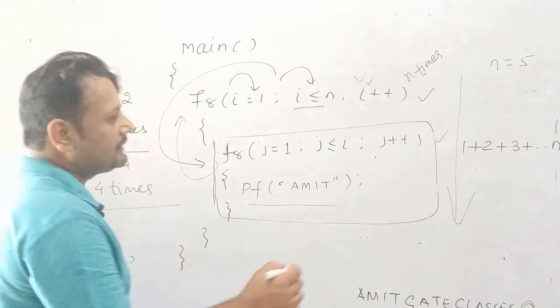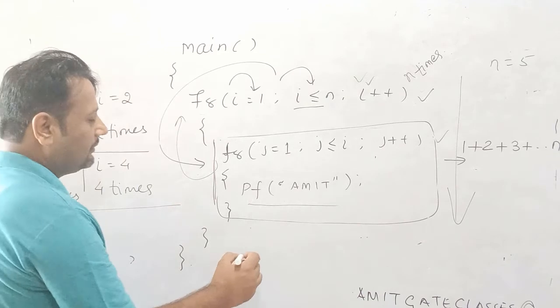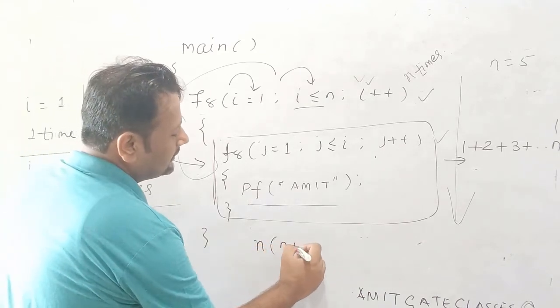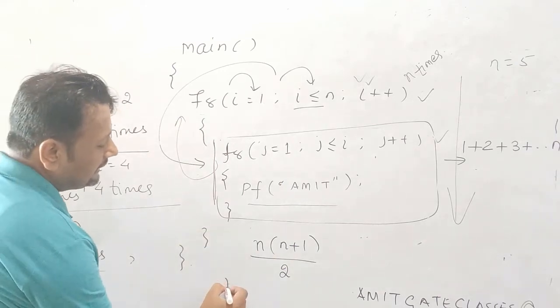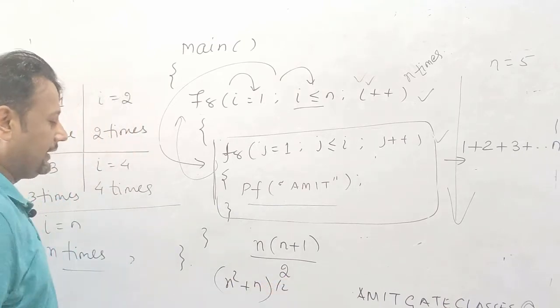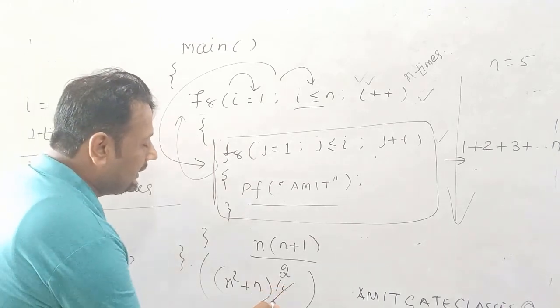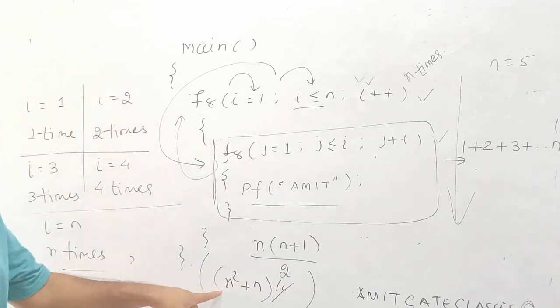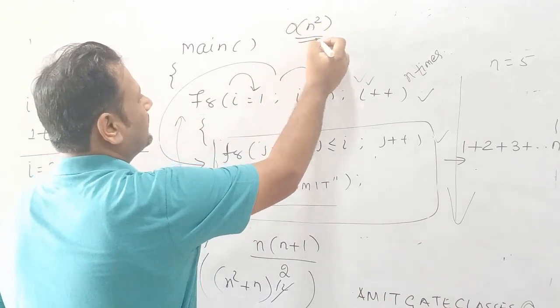You can see this is nothing but the sum of the first n natural numbers. And if you find the sum, it will be n into n plus 1 by 2. If you simplify this, you will get n square plus n divided by 2. And I told you one thing, whenever you are representing complexity, you can neglect small terms, you can take the leading term. That means the complexity can be written as, what is the highest term in this? N square. So I can write the complexity of this program is order of n square.